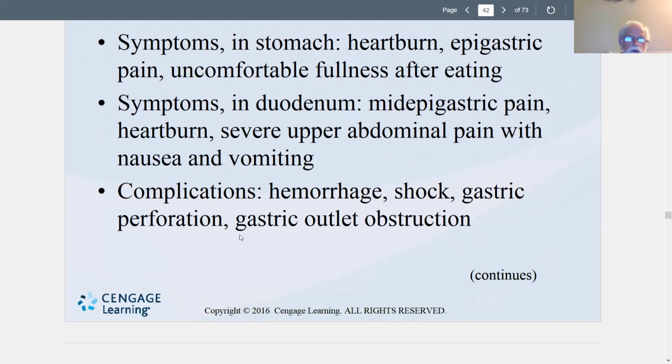Complications can be hemorrhage with associated shock, perforation of the gastric wall, which exposes the contents to the abdominal cavity, and the contents are not supposed to be there. That can have some pretty unpleasant results as well. Infections and pain and other types of symptoms.